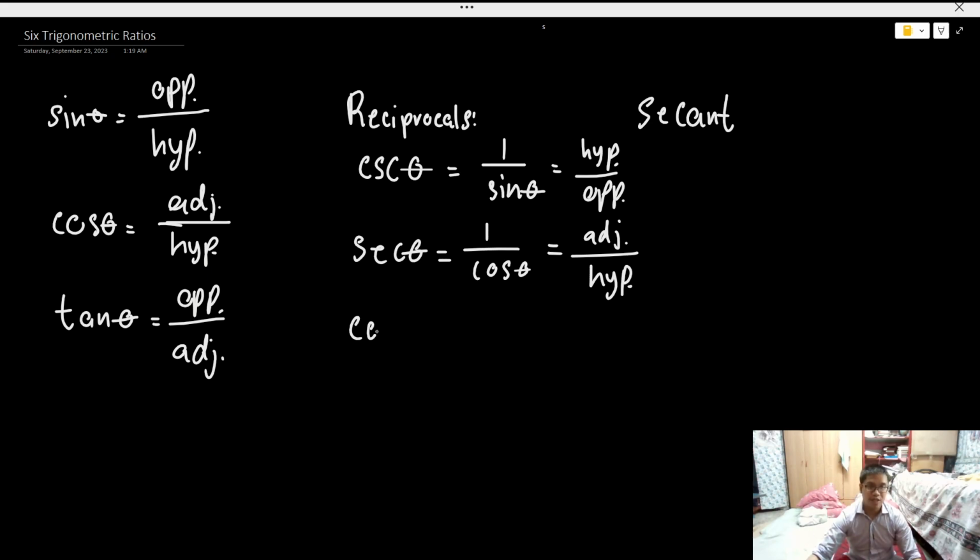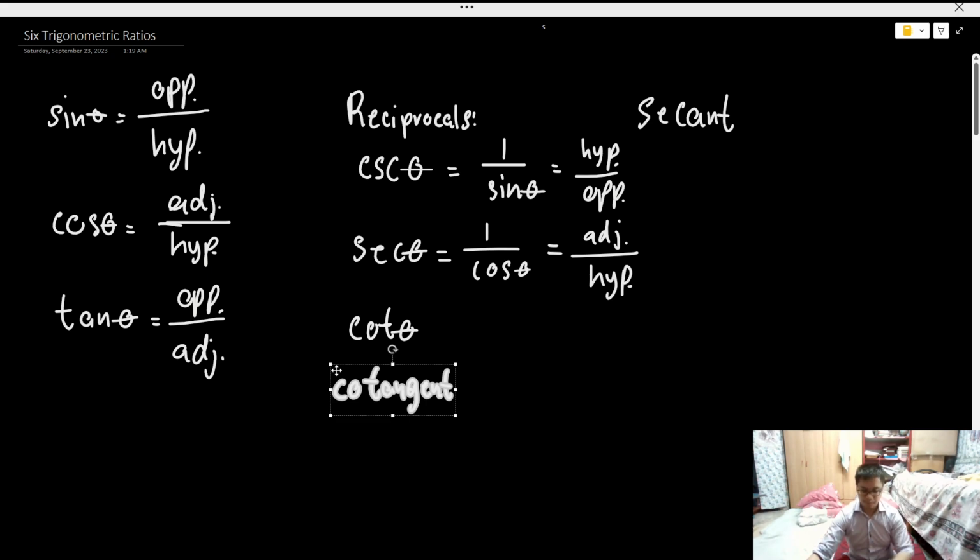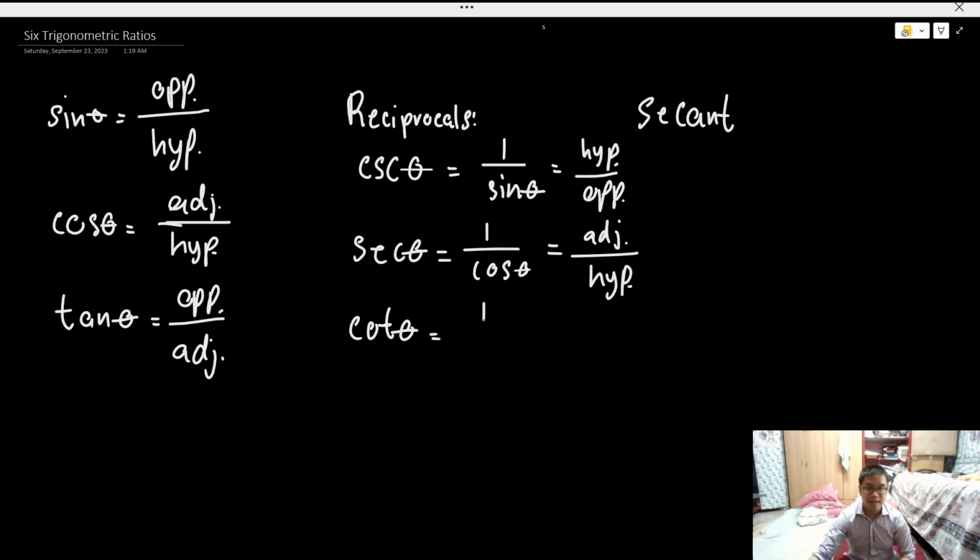And lastly, we have tangent theta. The reciprocal of tangent theta is cotangent theta. This one is the complement of tangent theta, that's why it's called cotangent. So it's 1 all over tangent theta, which is the same as adjacent all over the opposite. These are the 6 trigonometric ratios.